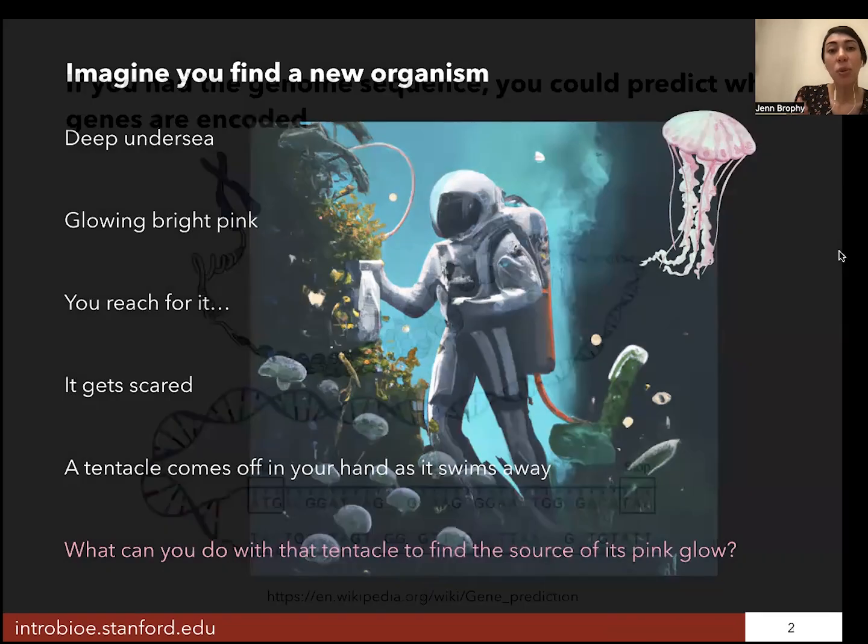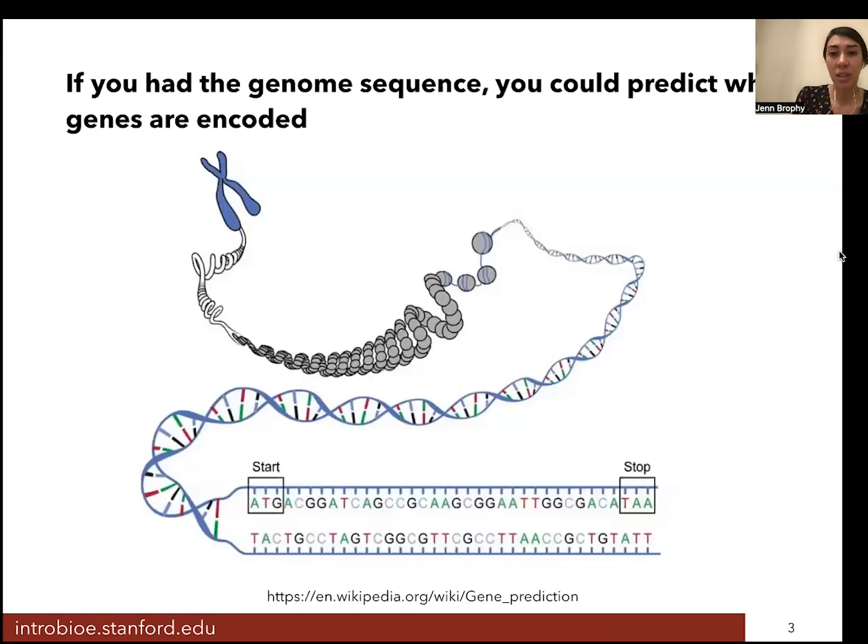Well, if you had its genomic sequence, you could predict the genes that are encoded within its genome. Here you're just seeing a zoom in on a piece of DNA, and each protein encoded in the genome will start with a start codon. Something like ATG is the most common 3 letters that encode for a start codon, although occasionally a TTG or GTG will also be able to serve this function.